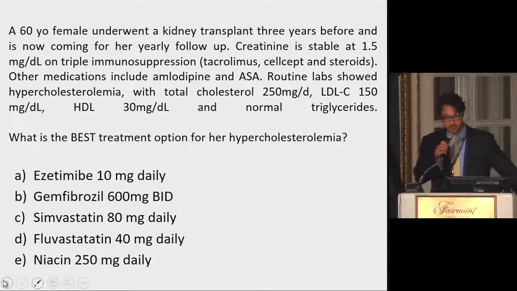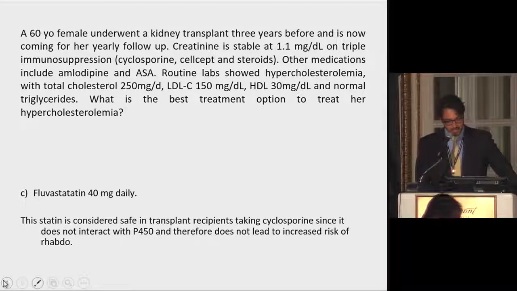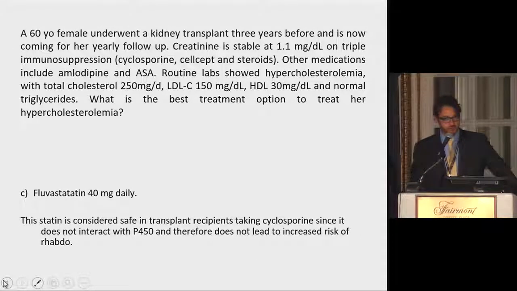C? Simvastatin? C as well? All right. That's very good. However, there's an issue. There are a lot of drug-drug interactions when we're talking about the use of statins in transplant patients because of the interaction with P450, all right? So fluvastatin is one of the safest statins to be used because it is not metabolized by P450.